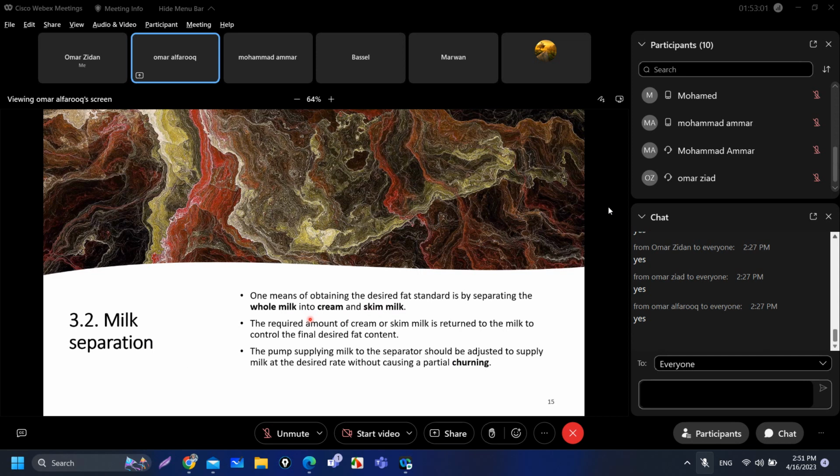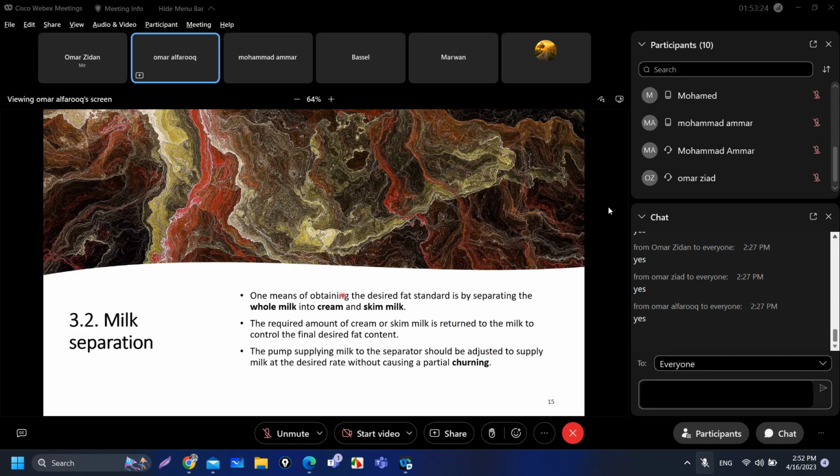Now, how the separation is done in the plant: we basically use a device. This device receives the milk by a pump, but the pump needs to be a little bit gentle when it transfers the milk, because if it does harsh agitation of the milk, churning may occur. Churning means butter forms, and if butter forms in the pump, it will be a trouble.